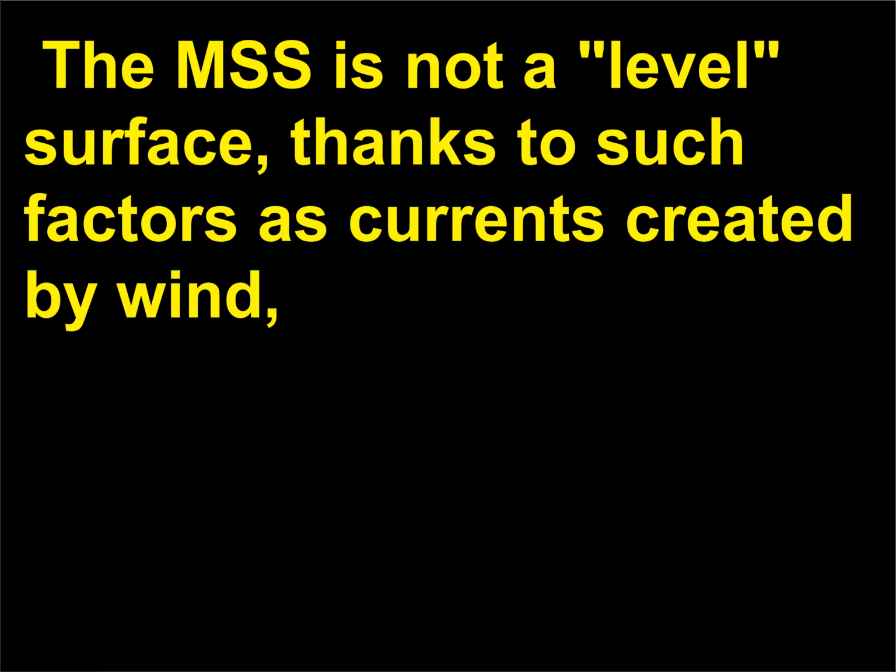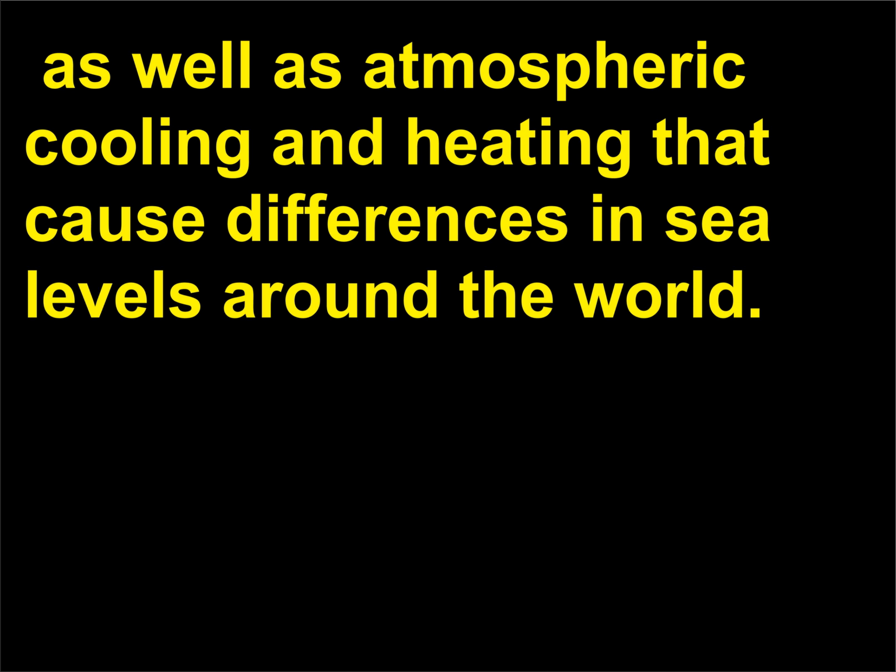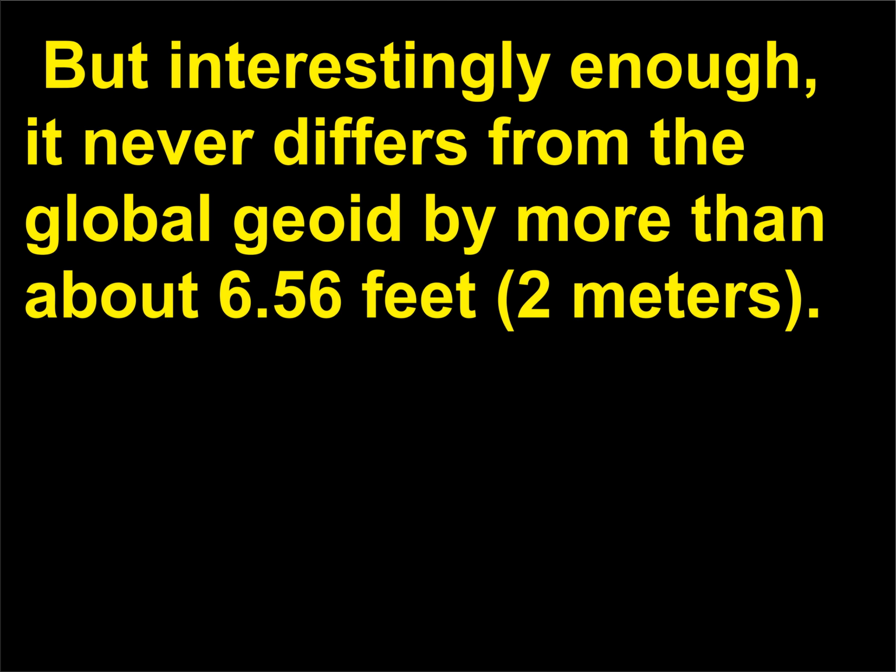The MSS is not a level surface, thanks to such factors as currents created by wind, as well as atmospheric cooling and heating that cause differences in sea levels around the world. But interestingly enough, it never differs from the global geoid by more than about 6.56 feet, or 2 meters.